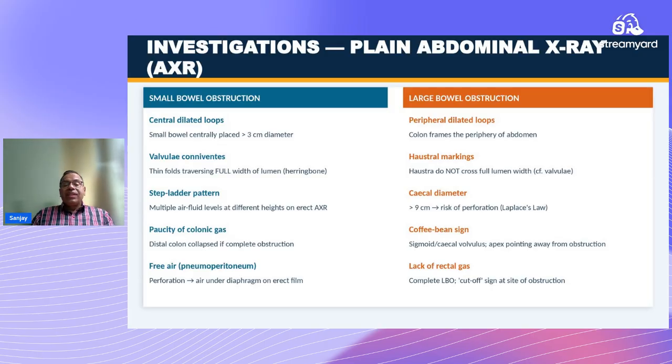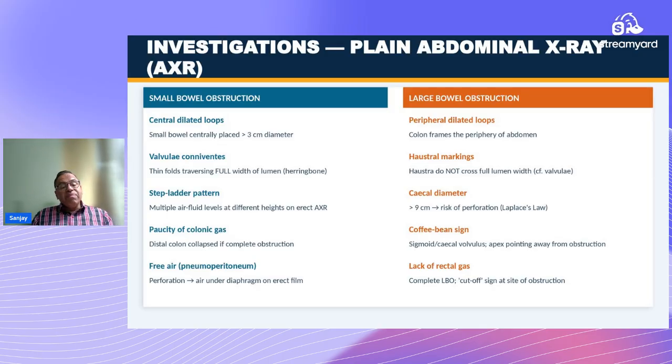What are the typical findings of small bowel and large bowel obstruction? We would see on this slide. When you see an abdominal X-ray in a case of small bowel obstruction, centrally dilated bowel loops which are more than 3 centimeters in diameter probably represent small bowel. Valvulae, which we'll see in a subsequent slide, are thin mucosal folds which cover the entire circumference of the gut, typically seen in the jejunal loops of the small bowel. Step ladder pattern basically suggests multiple air fluid levels at different heights seen on erect abdominal X-ray.